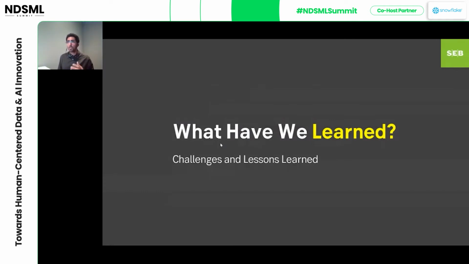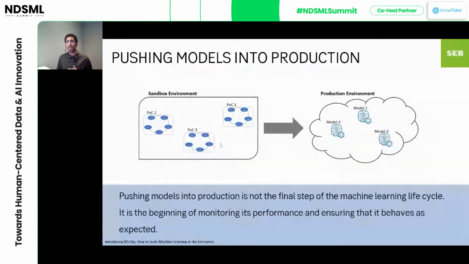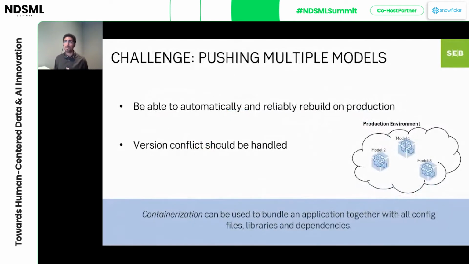So to just recap, we said we have two environments. One is a sandbox environment where you do the POCs and you have kind of full control. Then you have a production environment. It can be a cloud, it can be on-prem, for example a Hadoop cluster, or it can be some sort of Google Cloud platform. And we already mentioned that pushing models into production is not the final step of the machine learning lifecycle management. It's actually the beginning of monitoring its performance and making sure that it behaves as expected.